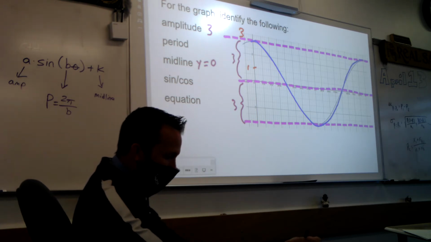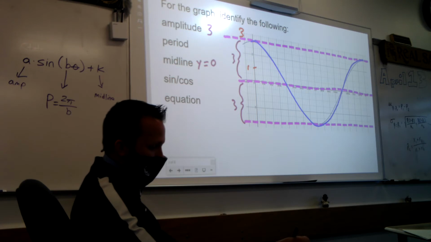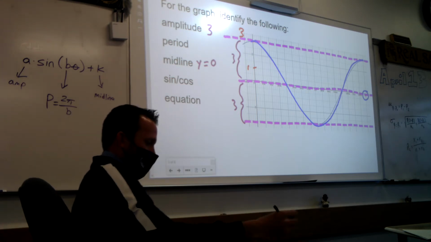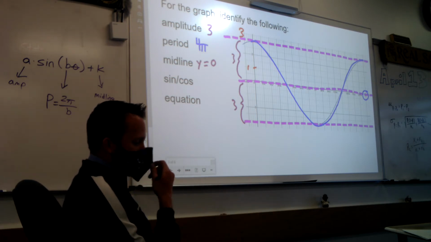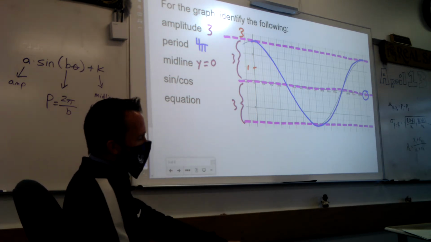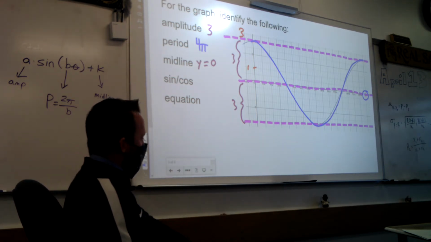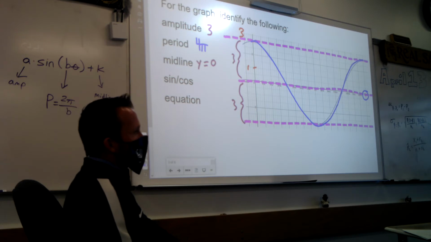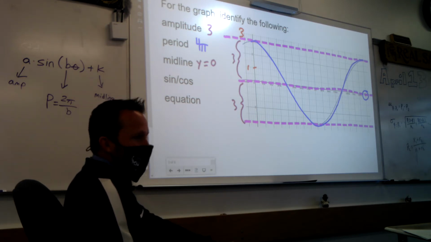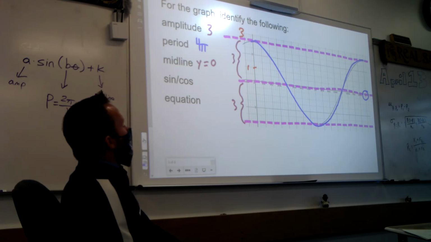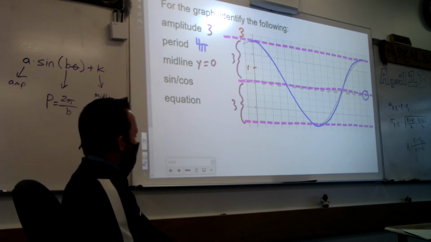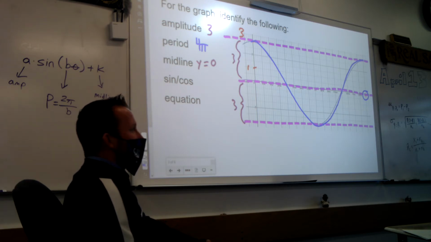So normally it takes 2 pi, but this time it took 4 pi. So the length of one cycle is 4 pi. So guys, is this going faster than normal or slower than normal? It's going slower. How much slower? If usually it takes 2 pi to go through a cycle, and now it's taking 4 pi, how much slower is that?